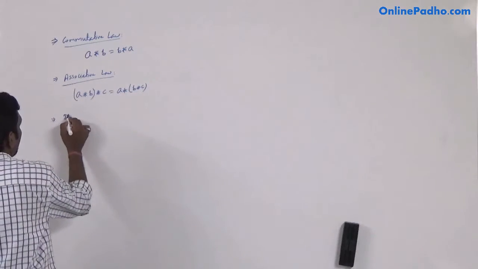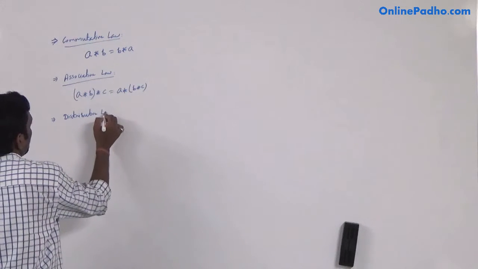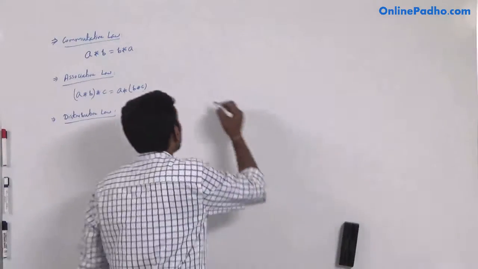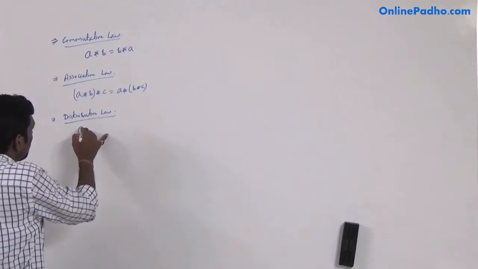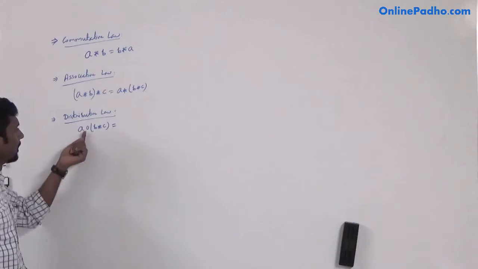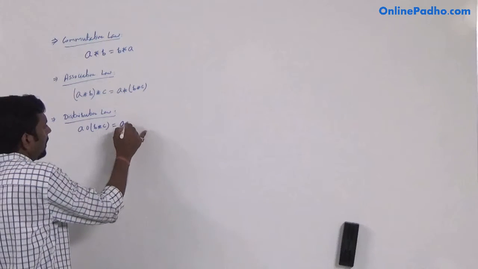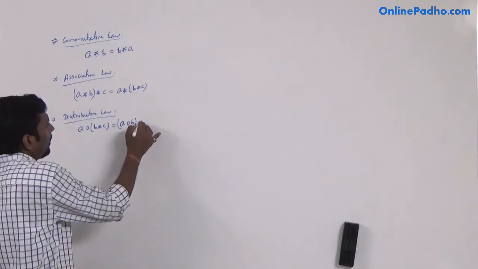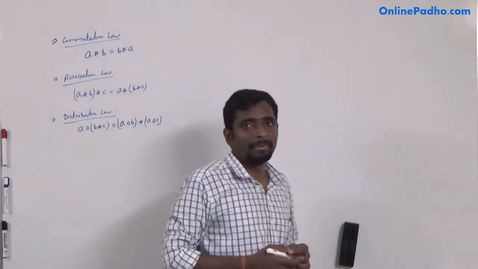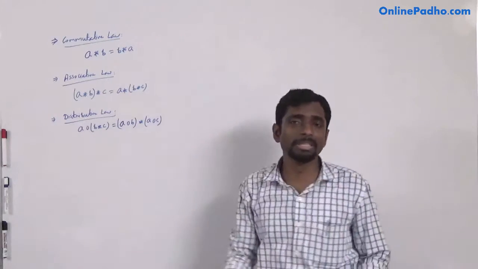Now, distributive law. For the distributive law, we need two symbols. Let us consider these are the symbols star and naught. So we can say that A naught (B star C), this is the distribution of naught over star, can be written as (A naught B) star (A naught C). There must be two binary operations given for the application of the distributive law.